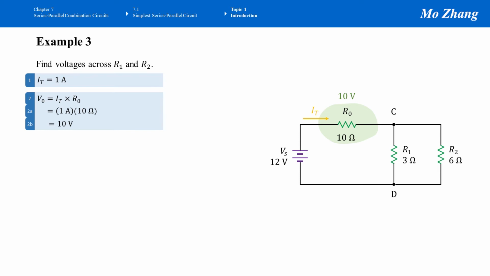The next question can be how much voltage drops on R1 and R2.